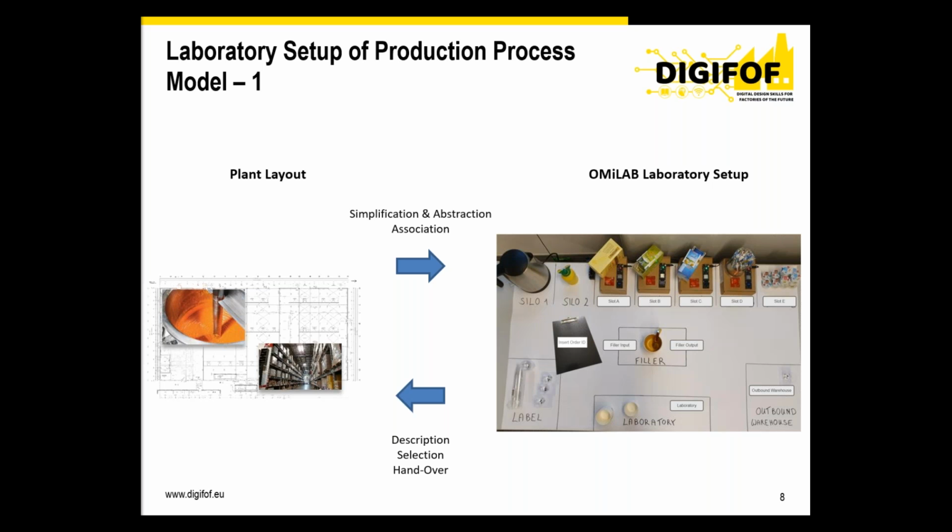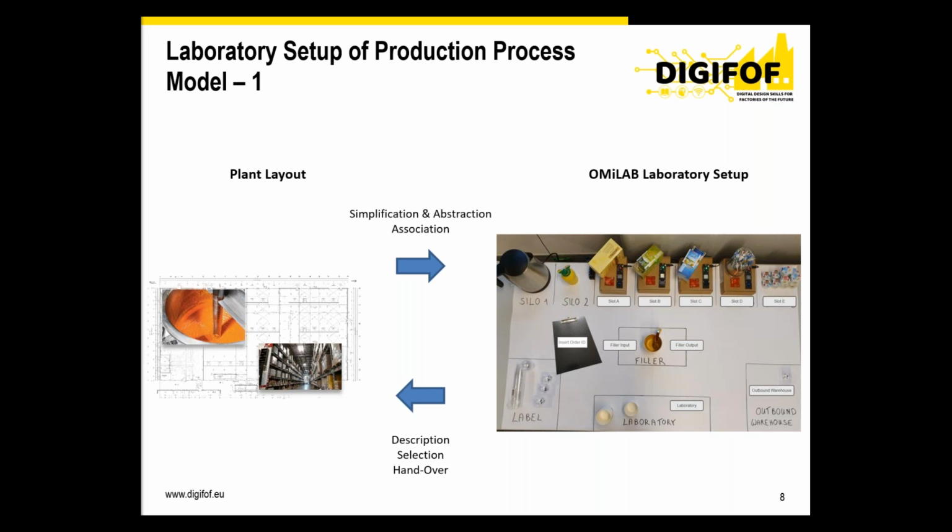In order to clarify how our laboratory setup looks like, on the left-hand side, you can see a picture of a real-world paint production, which is mapped to the lab setup by applying simplification and also abstraction. And this is done to reduce the physical space as well as the complexity and to focus on the relevant aspects of the business model.